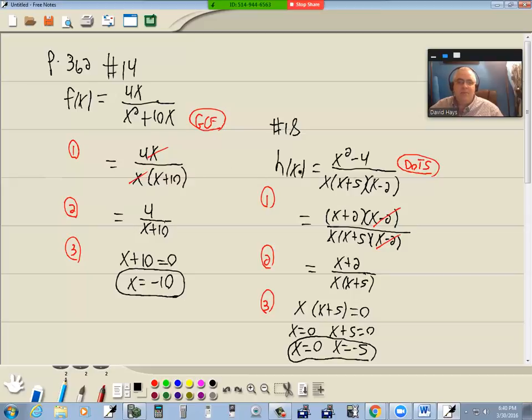Now these two happen to have something cancel, and I picked those on purpose. But you don't have to have anything cancel. If nothing cancels, you still go through the same process. You set your denominator equal to 0 and you solve it.